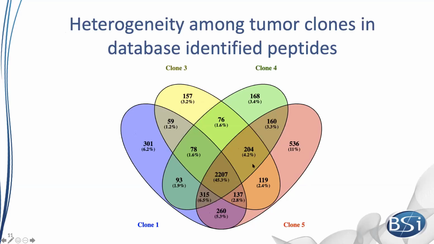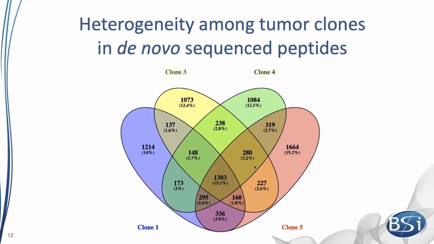But again, when you look at the database identified peptides, we see a different picture. So 45% are common across all clones, whereas in the de novo only result, we see only 15% that are found common across all clones. And so this is, again, driving home an important point that de novo sequencing will uncover a larger diversity among peptides across different clones.